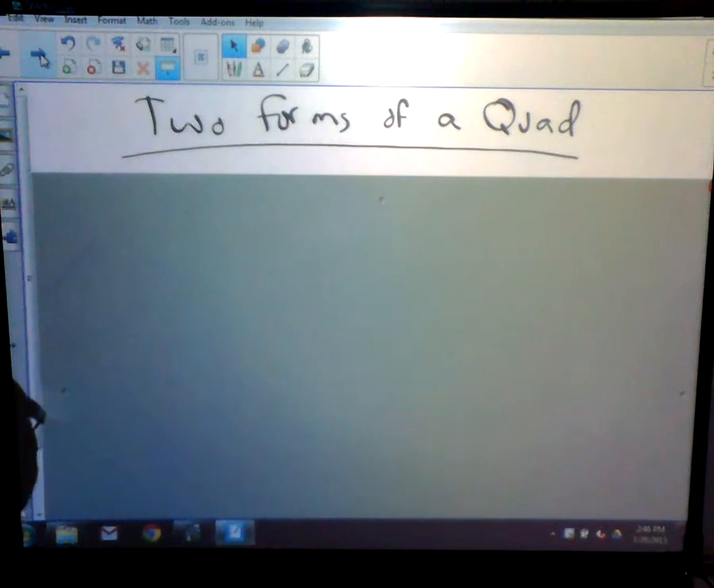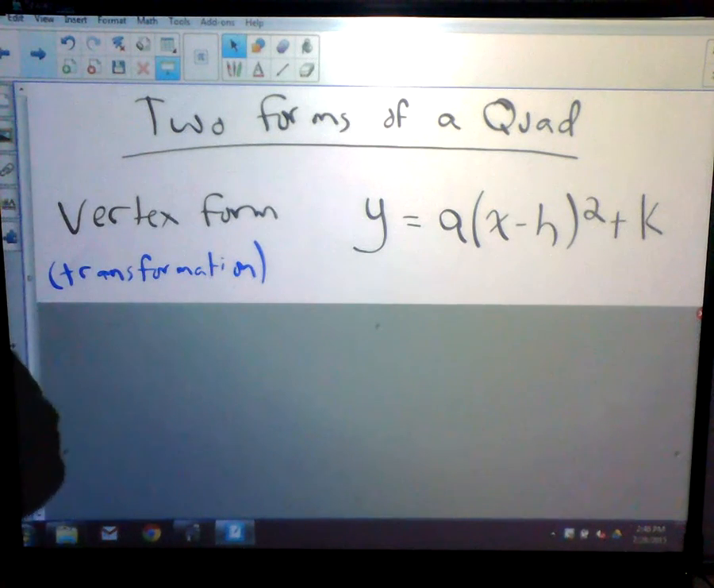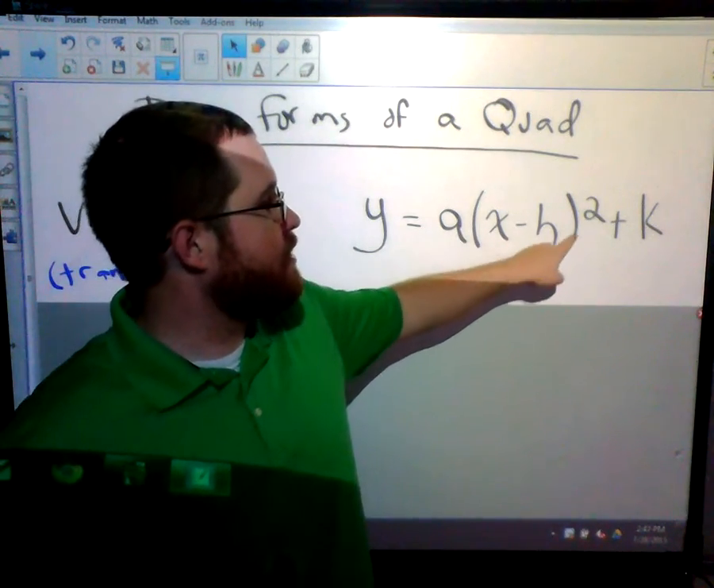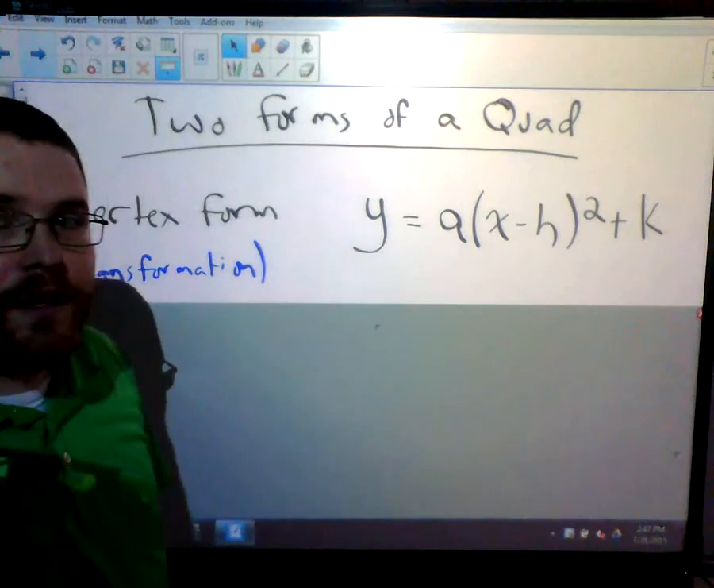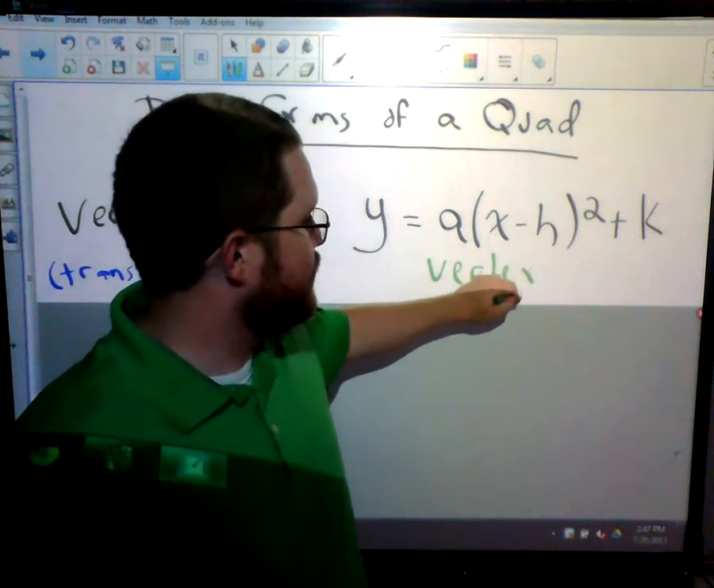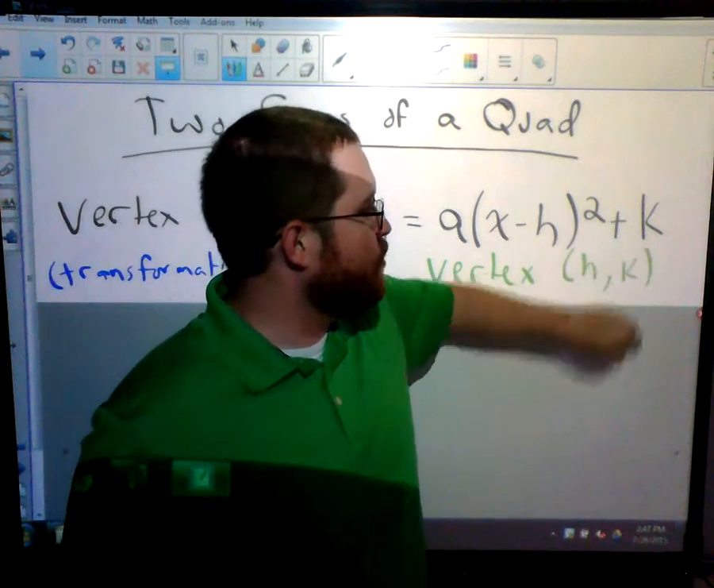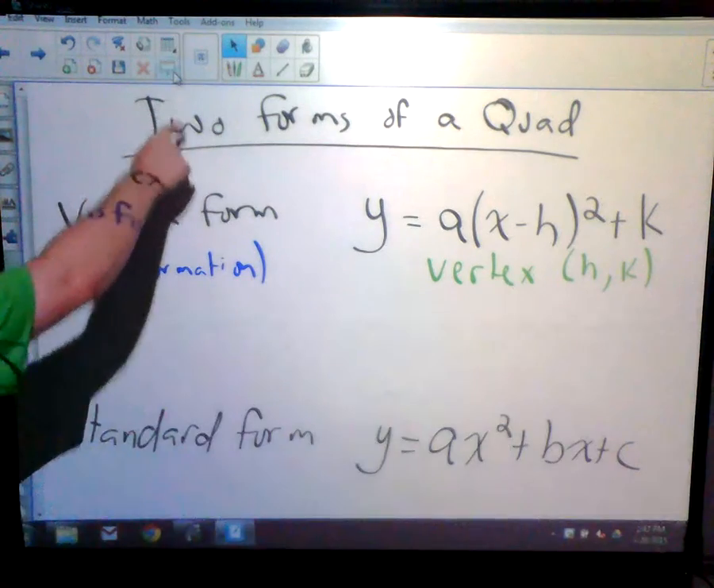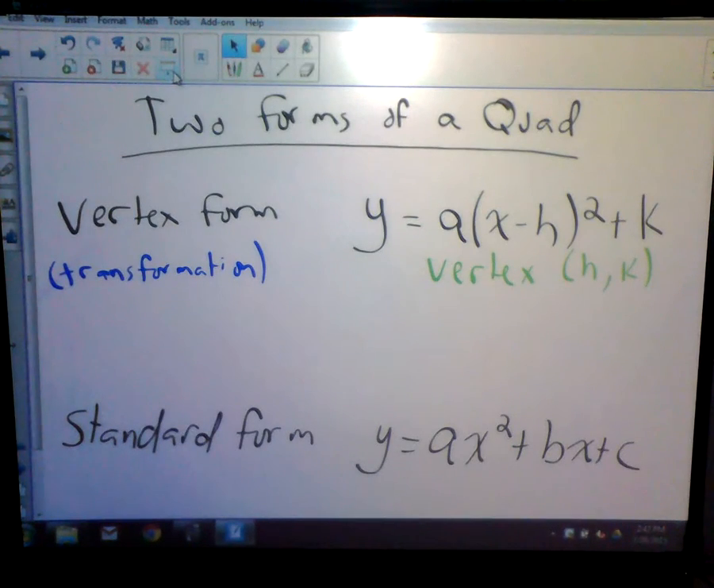There's two forms of a quadratic. There's vertex form, or something we call transformational form, which is y equals a(x minus h) quantity squared plus k. Why is that called vertex form? Because the vertex is (h, k), and we'll talk about what that means in a second. What's the other form of a quadratic? y equals ax squared plus bx plus c. This is called standard form, but it's not as helpful as vertex form to graph it.